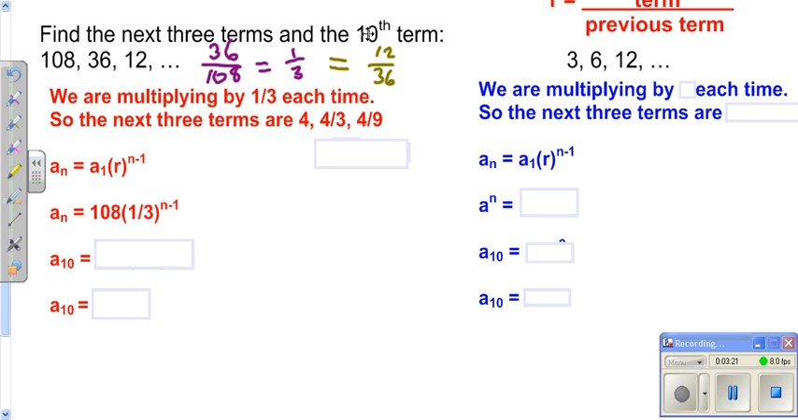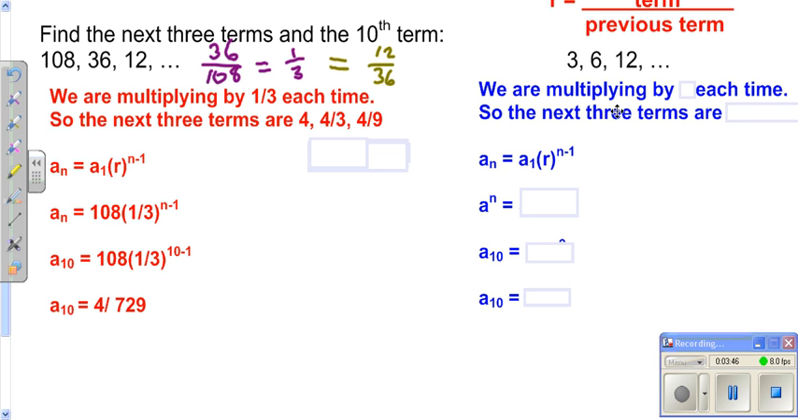When I want my 10th term, that's my position, and remember, n is always your position. So you're going to go 108, 1/3, and plug in 10. Then to work this out, remember, you need to do your exponent first. So you get a 9 as an exponent. Then type that into your calculator, and you end up getting 4 over 729.